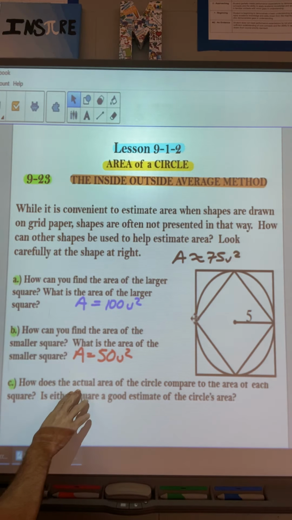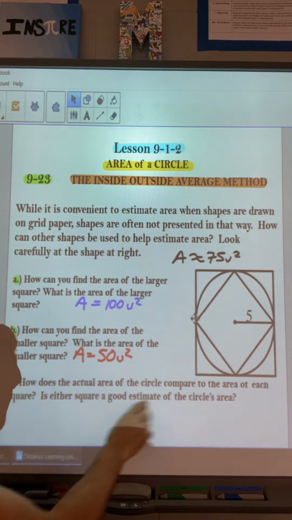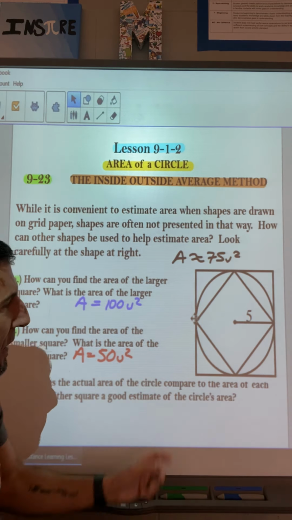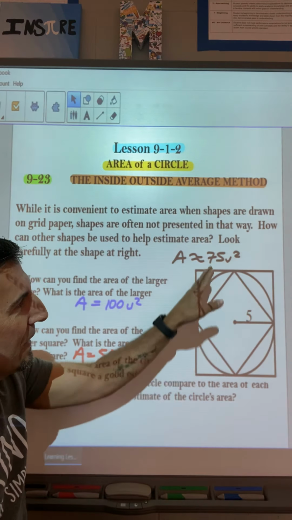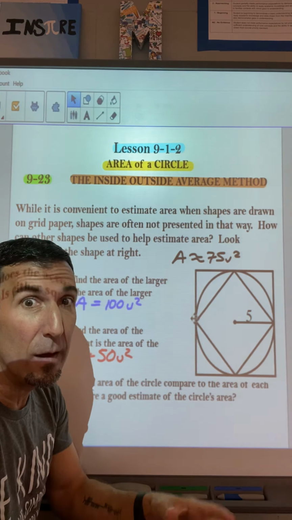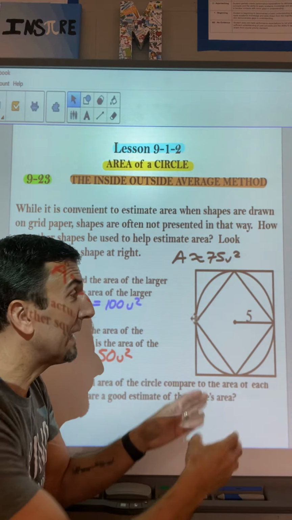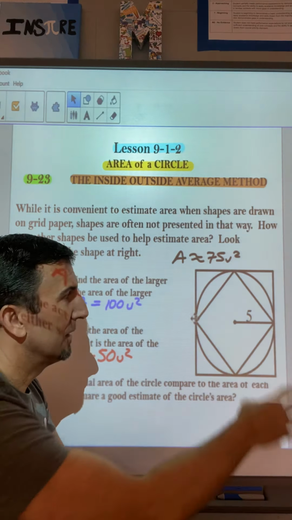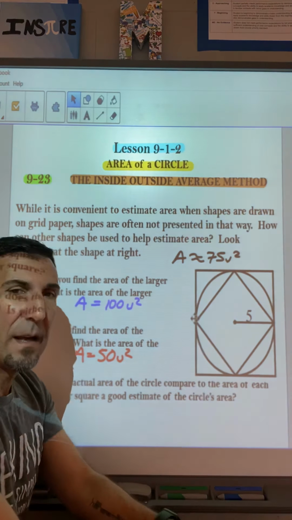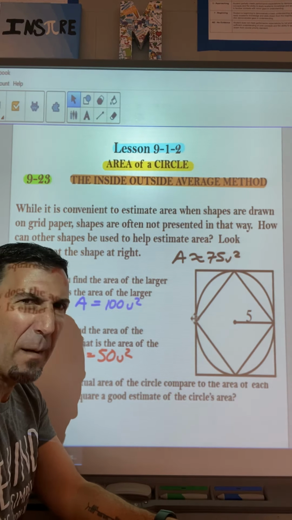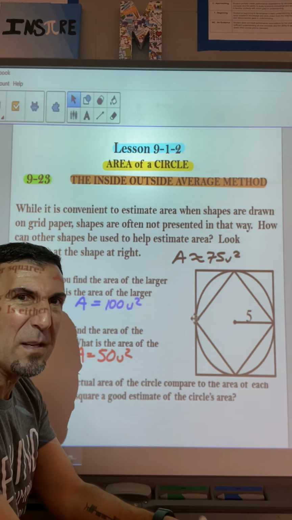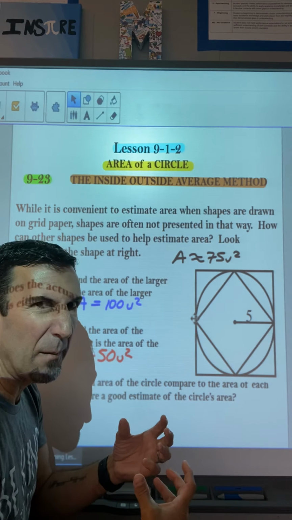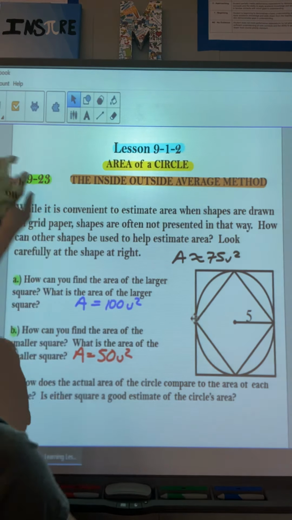And then it says down here, how does the actual area of the circle compare to the area of the square? Is either square a good estimate? So the 50 and the 75 aren't really good estimates, but working together, it gives us a good estimate about where that circle is. So we have 50, 100, inner part 75. So I hope that makes sense, because that's all the information I have right now. And we don't have that magic formula yet. We're working our way up to there. Okay, so here we go.